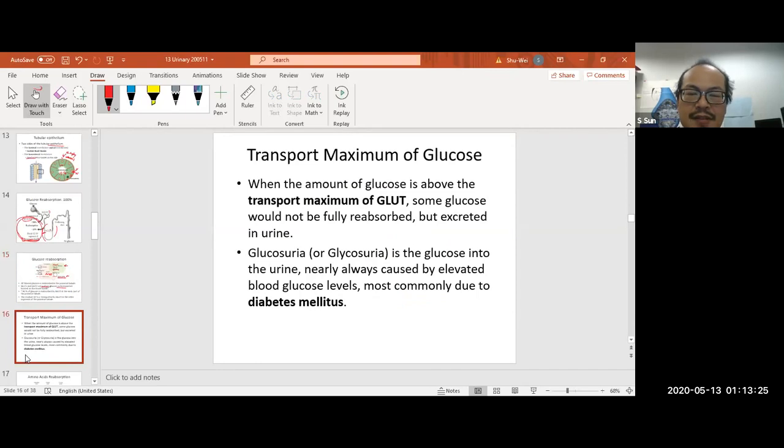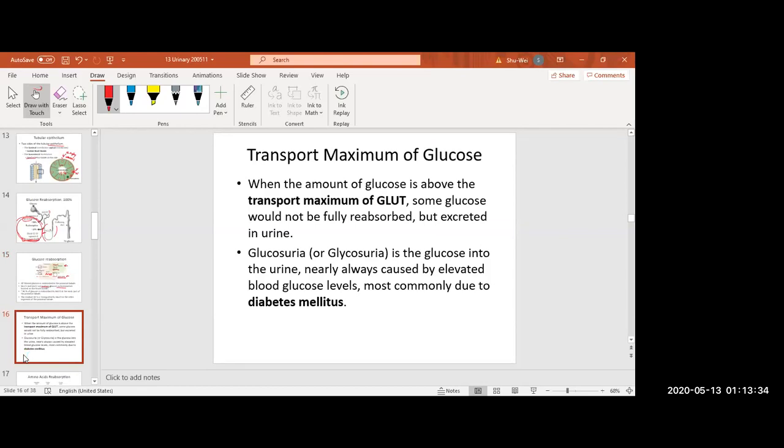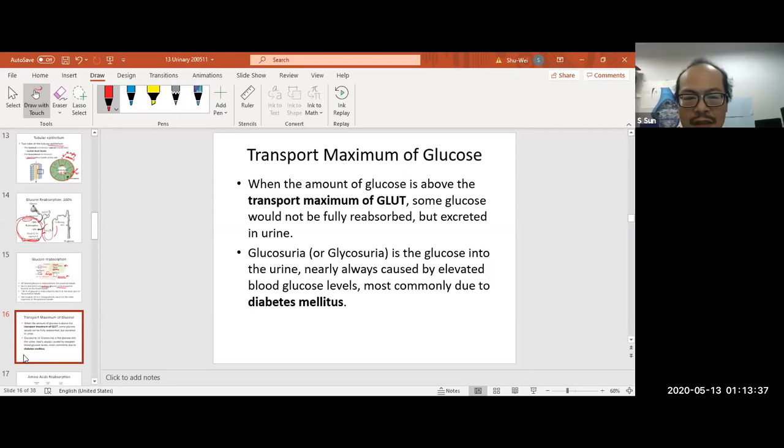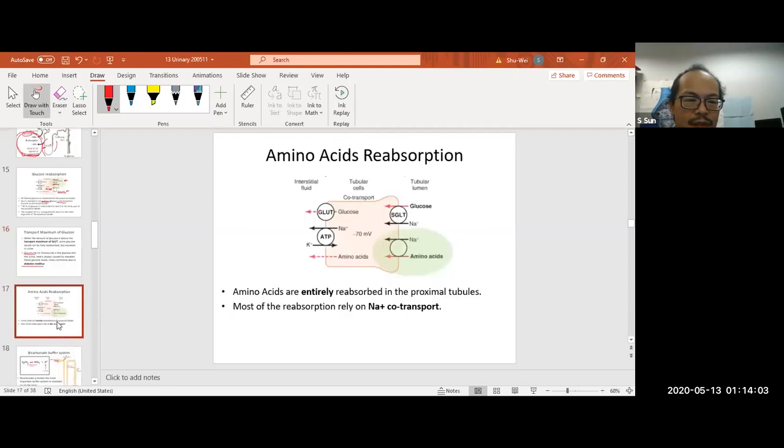All right. And that transport has a maximum. It means that if we reach that maximal level, we will see glucose in the urine. It's called glucosuria. That is glucose in the urine, and it's commonly seen in patients with diabetes. That's because our plasma has hyperglycemia, too much glucose in the blood.